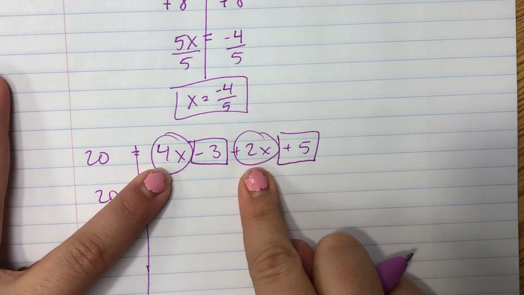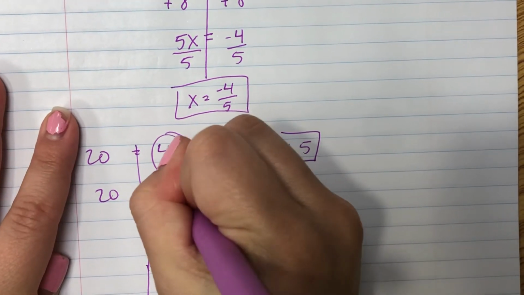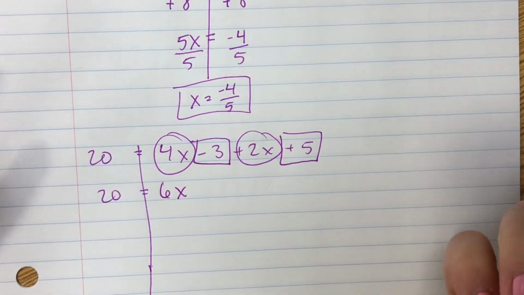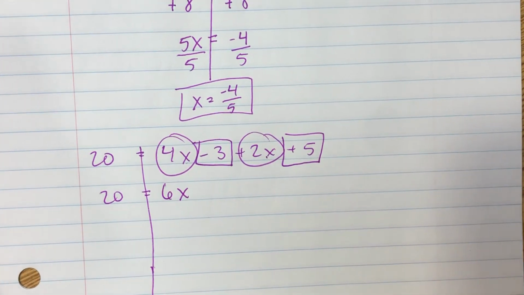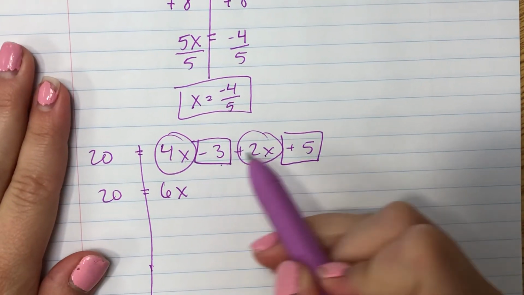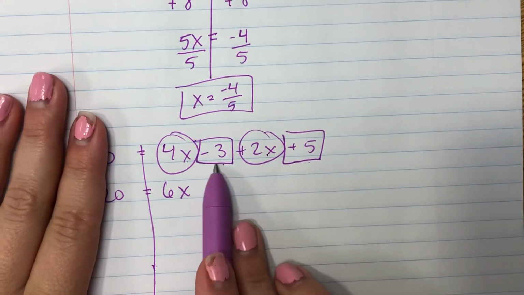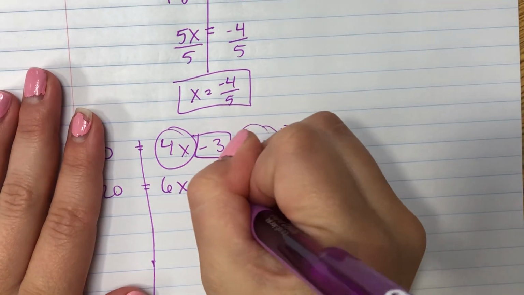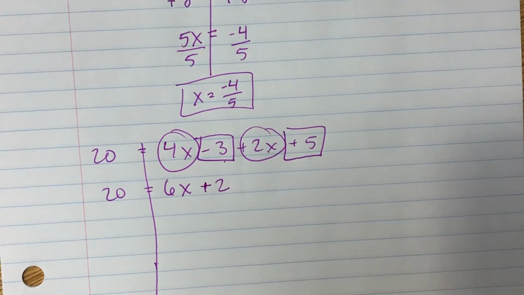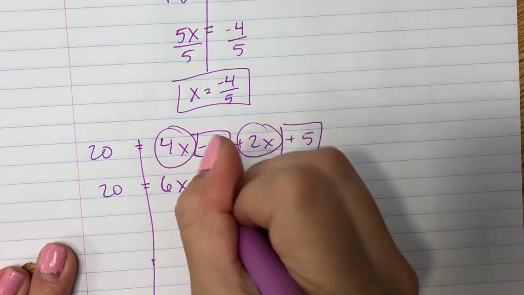I'm going to put the circles together. 4x and 2x is 6x. You add them, we combine them. We count 4 x's and then 2 more x's make 6 x's. Negative 3 plus 5. You could also think of it as 5 minus 3. It is 2. And it is a positive 2, so I'm going to write a plus 2. Subtract 2 from both sides.